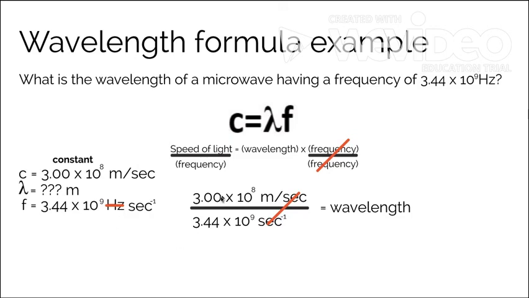So now all that's left to do is that you have these numbers, 3.0 times 10 to the 8th power and 3.44 times 10 to the ninth power. All you have to do is calculate these, put them in a calculator, and you get the result of your wavelength being 0.0872 meters per second.